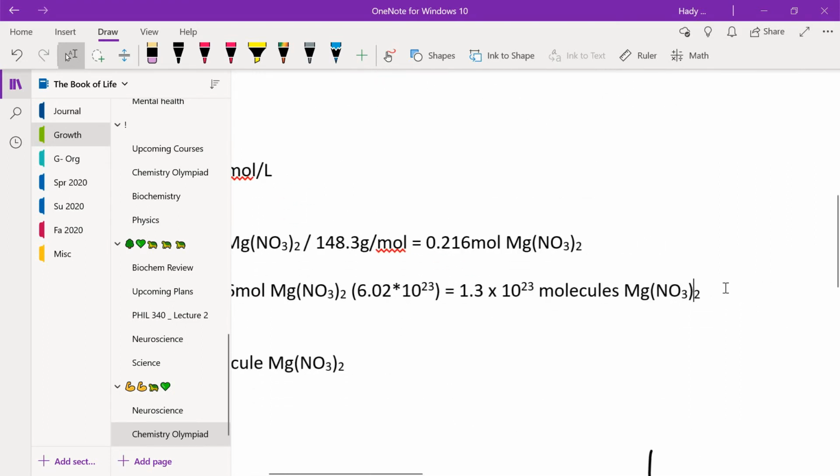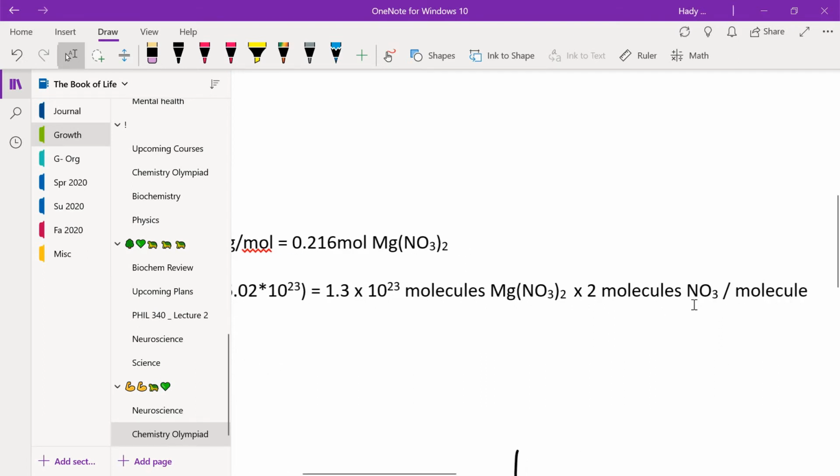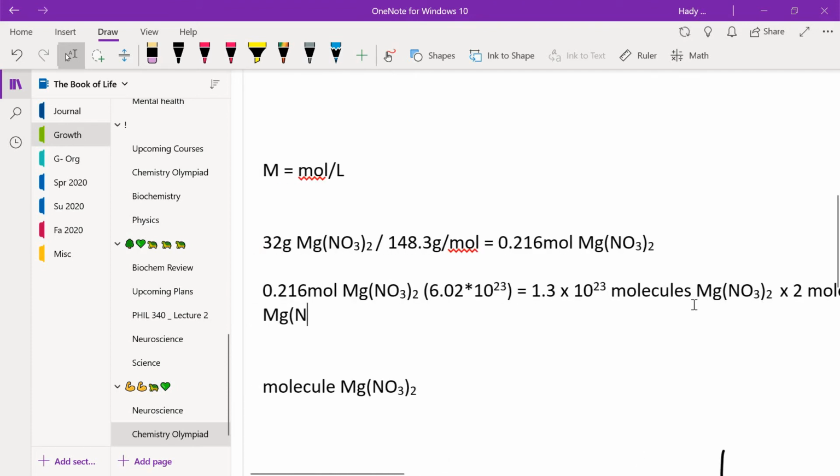So that many molecules, well, for every molecule of this, you have 2 molecules of this. So I feel like this might help build some sort of intuition, I guess. So you can just multiply this by, okay, for a molecule of that, you have 2 molecules of NO3 per molecule of Mg. So the units are going to still cancel out.